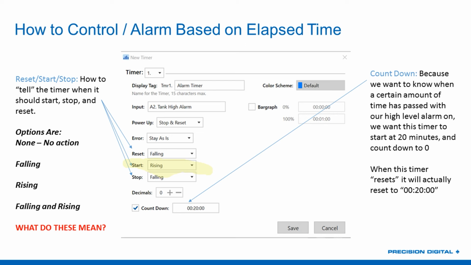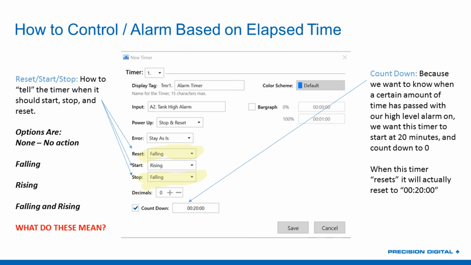And when do we want it to stop? Well, we want it to stop when the alarm is off. When the alarm is off, we want it to stop. And so what we do is we consider the reset and stop are both going to be falling, because we want this timer to stop and reset when our alarm condition clears. And our alarm condition clears when our tank drains to 50% capacity. And so that's the difference between this rising and falling and rising and falling.